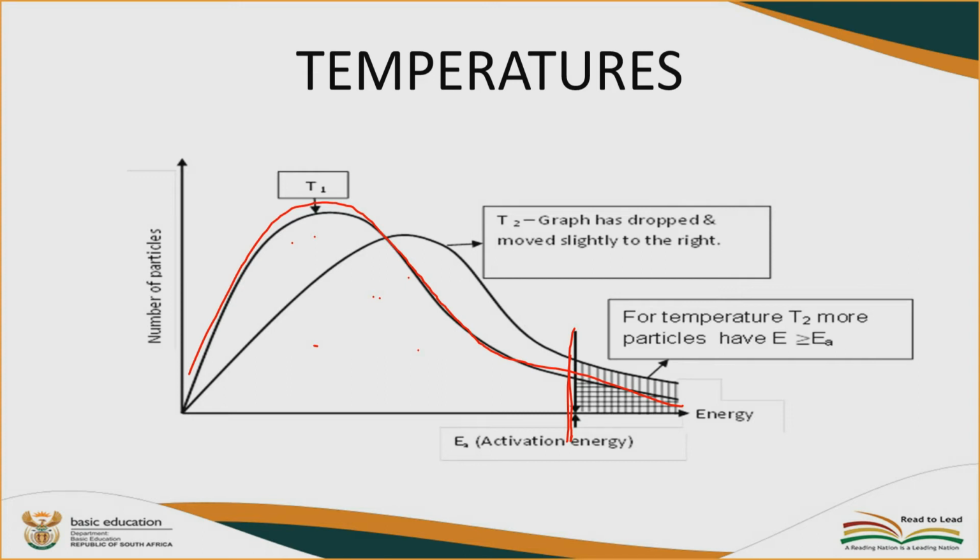So what is happening here? When the temperature increases, the peak drops. And when the peak drops, it shifts to the right and it becomes wider. And you can see here, these particles with enough energy will increase. That is what we have been discussing. What does that mean? It means for the temperature T2, more particles have got E that is greater or equal to activation energy. And if E is greater or equal to activation energy, this will result in more effective collisions per unit time.